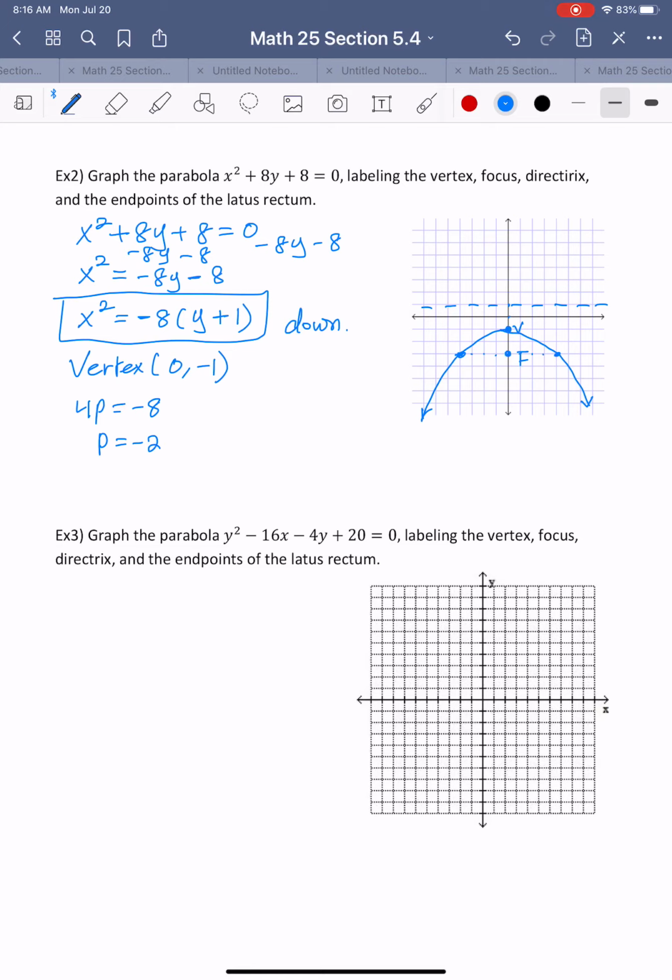So next one, example 3. Graph the parabola y squared minus 16x minus 4y plus 20 equals 0, labeling the vertex, focus, directrix, and the endpoints of the latus rectum. So I'm going to rewrite the problem. y squared minus 16x minus 4y plus 20 equals 0. I'll do it in a similar way to example 2. I'll keep the y squared minus 4y and then move the 16x and the 20 to the right. Then I get 16x minus 20.